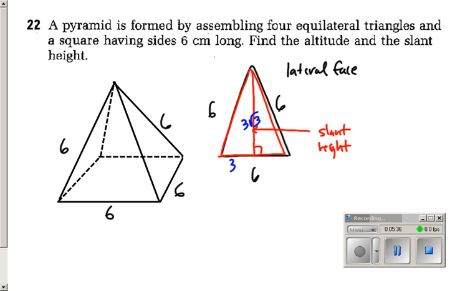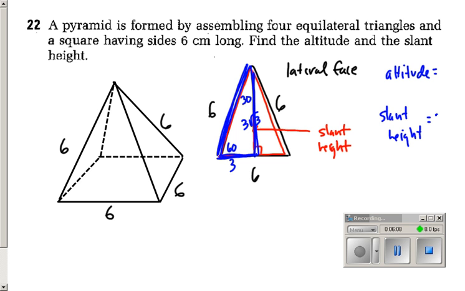And if you're like, what are you talking about? Well, it's a 30, 60, 90 triangle because it's equilateral. When we derived the relationship between the sides in 30, 60, 90 triangles, we used equilateral triangles to do that. So this triangle here is 30, 60, 90 with hypotenuse 6. Therefore, short leg is 3, long leg is 3 root 3. So the first thing is let's find the altitude and the slant height. We'll make a list over here. The altitude we haven't found yet, but I did find the slant height, which was 3 root 3.